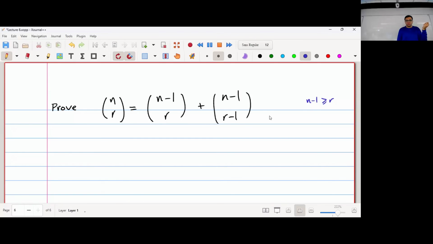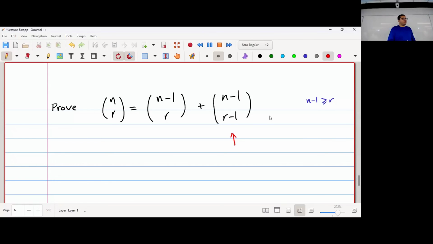So the number of teams is going to be equal to the number of teams that have the first person plus the number of teams that don't have the first person. Now, if I have my first person in the team, from the other n minus 1 people, I have to choose r minus 1 people. So this is the number of teams that have the first person in them.